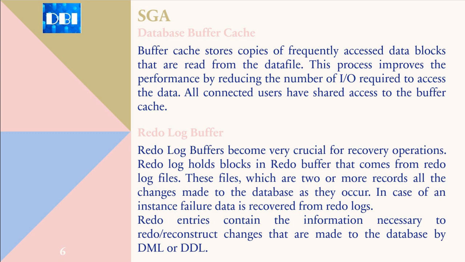Redo log buffer. Redo log buffers become very crucial for recovery operations. The redo log buffer holds blocks that go to the redo log files. These files, which are two or more, record all the changes made to the database as they occur. In case of an instance failure, data is recovered from redo logs. Redo entries contain the information necessary to redo or reconstruct changes that are made to the database by DML, which includes insert, update, and delete, or DDL, which is changing the structure.